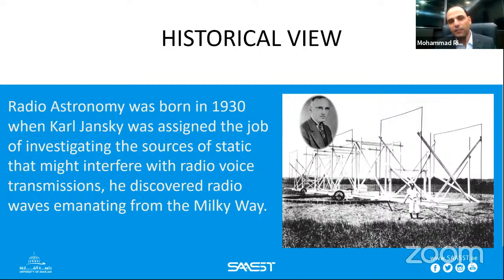By using this, you can see his array, which is a little bit complicated, by the way. I don't know why he used this kind of array. He built his own array to prove that the radio interference comes from the Milky Way, from the core of the Milky Way, exactly between Scorpius and Sagittarius. It is the hub of our galaxy. So this is the birth of radio astronomy.